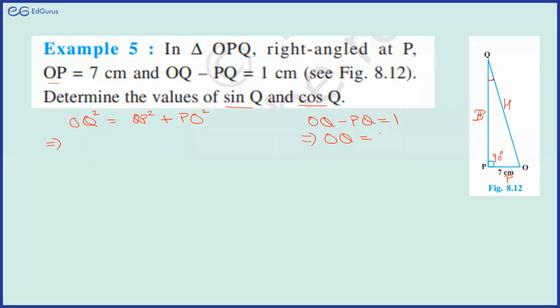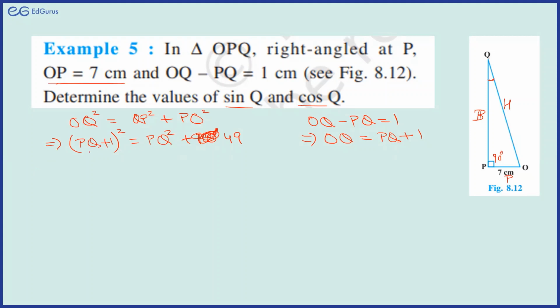OQ will be equal to OP square plus PQ square. No. Look at this. OQ minus PQ is equal to 1. This is given to you. Now, what is OQ? It will be PQ plus 1. So I can substitute it here. So PQ plus 1 whole square is equal to PQ square plus PO square. And OP is given as 7. So let's substitute that value also. So PO square will be 49.